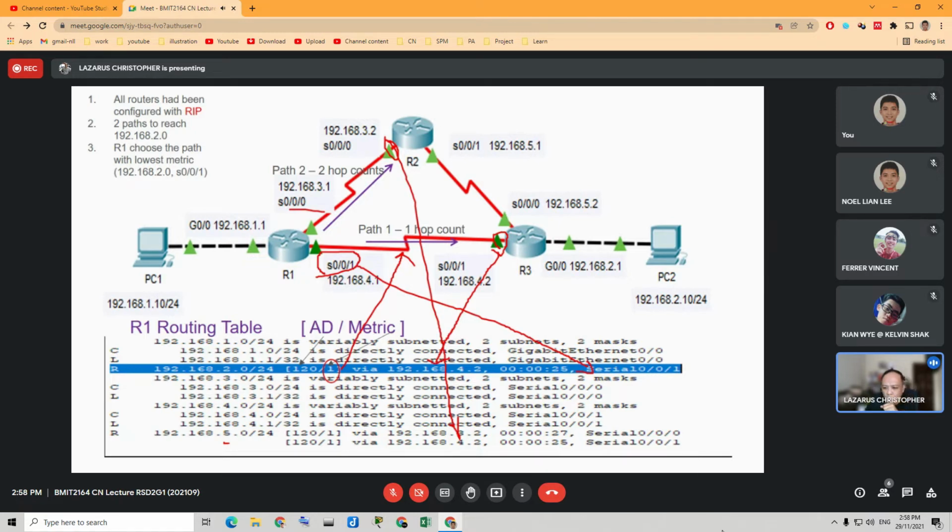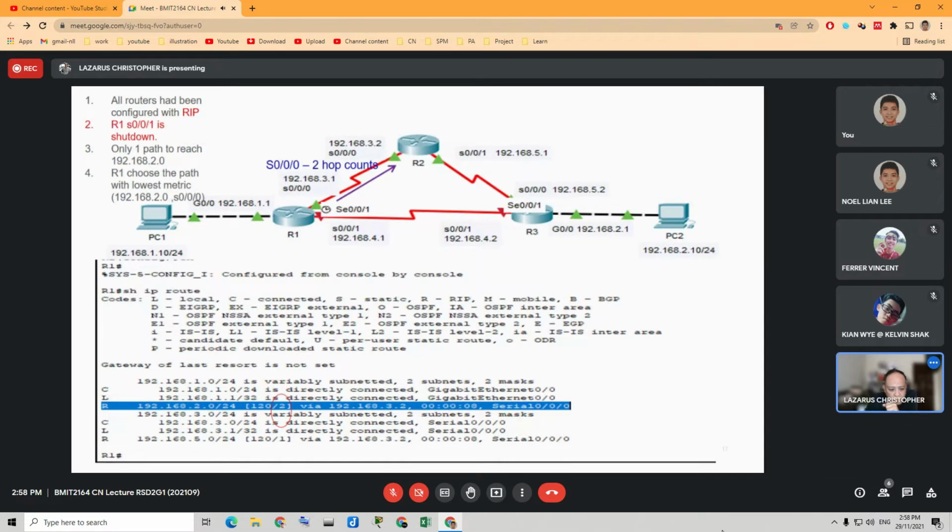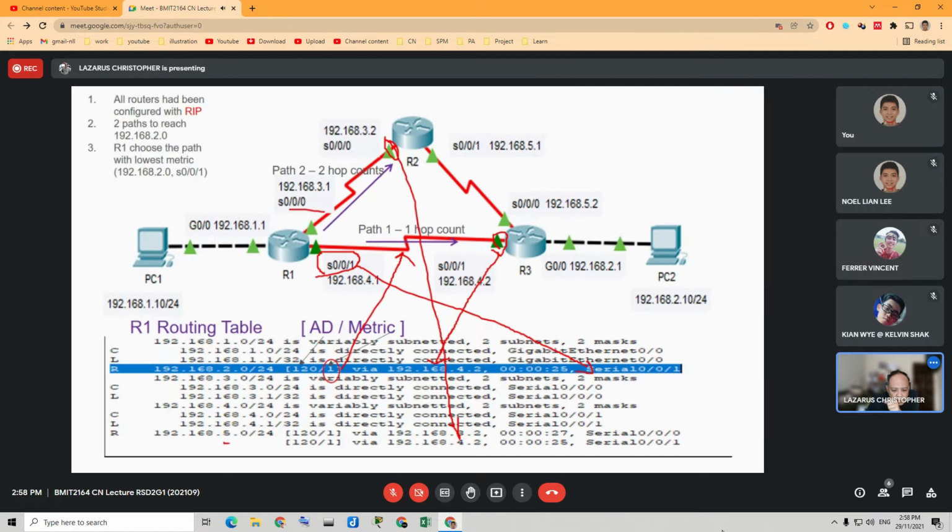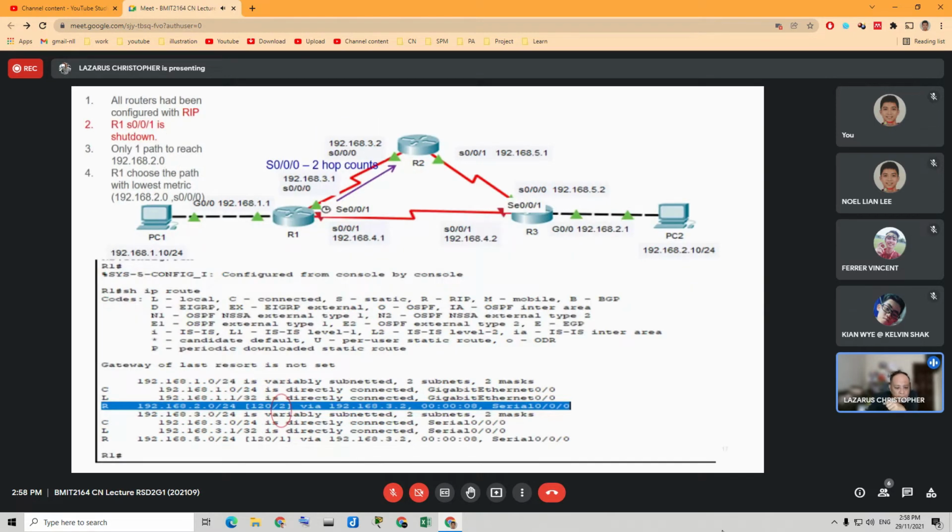Is this complete? Let me just check the next one. Oh yes, it's not complete. It's different. This one is to reach 5. There are two alternatives: this interface and this interface, or this via this and this to reach the 5. So here we can see it is actually provided here.